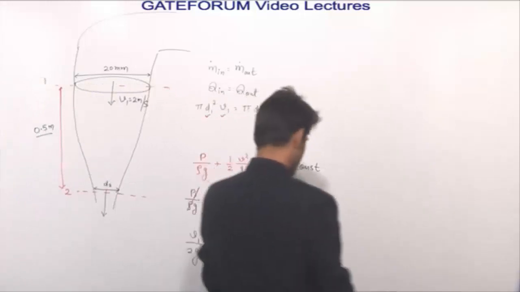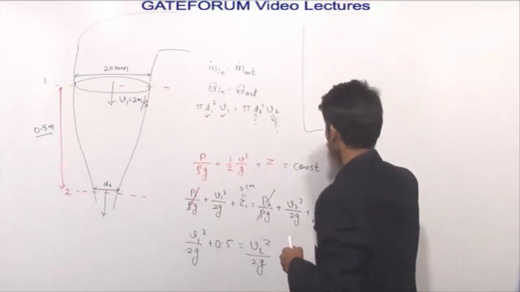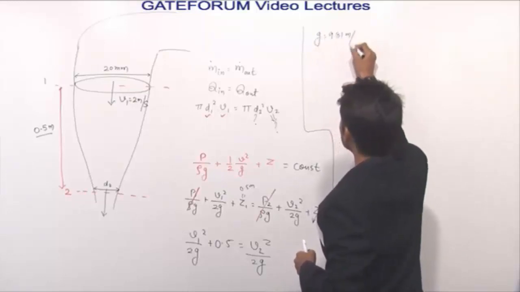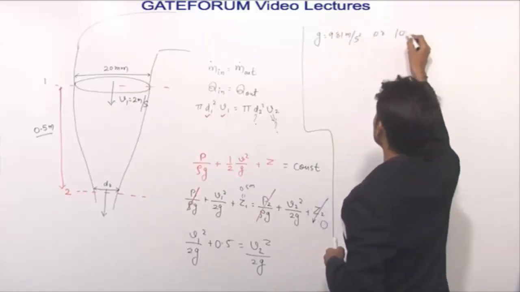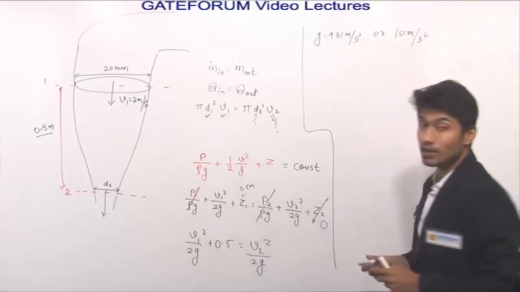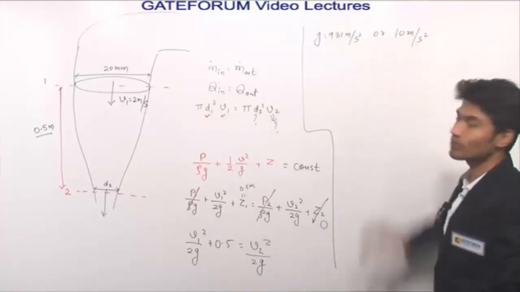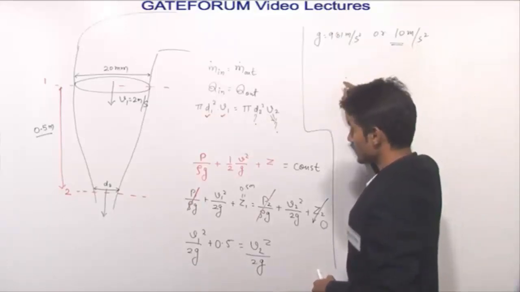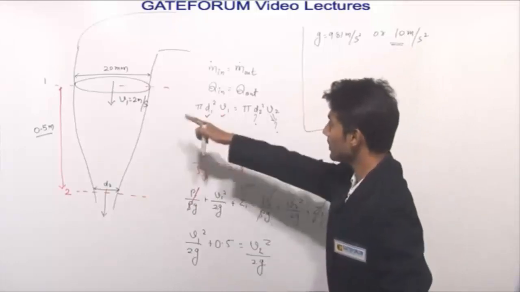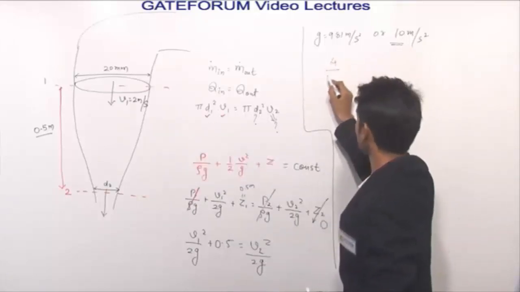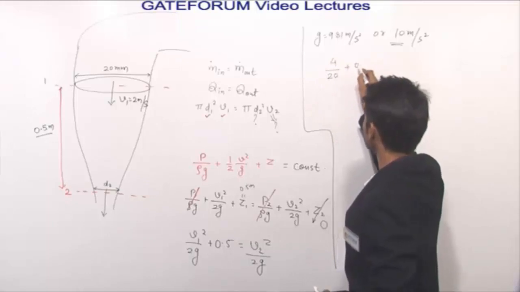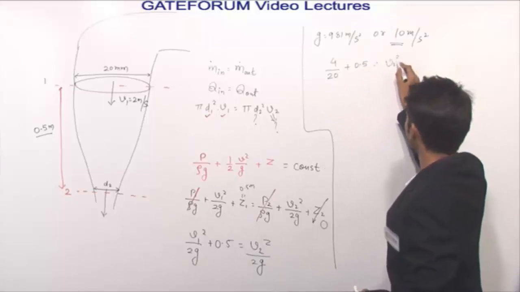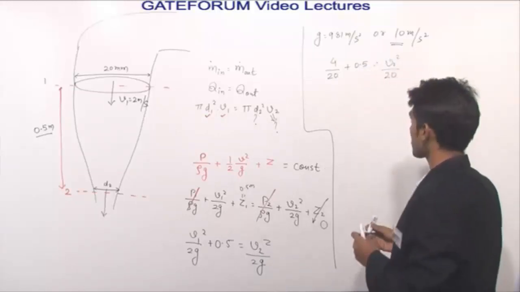If I assume in this question the value of g is not given, we can take it as 9.81 meter per second square or 10 meter per second square. Since calculator is not allowed in the engineering services examination, we must go for 10 meter per second square. So assuming g equal to 10 meter per second square, we can write V1 value already given, so 4 upon 20 plus 0.5 is equal to V2 square divided by 20.